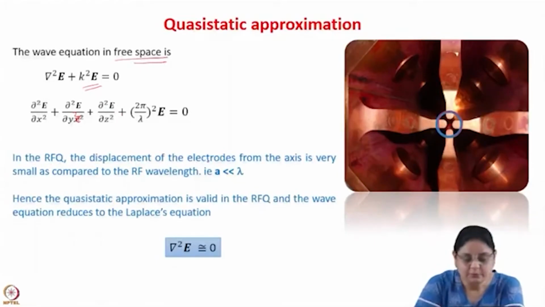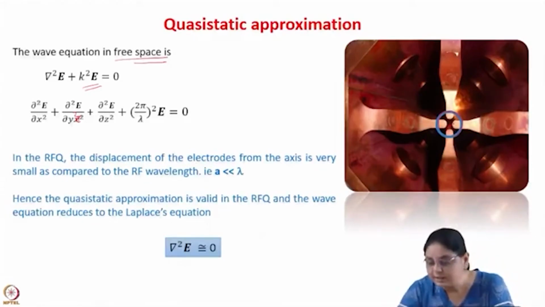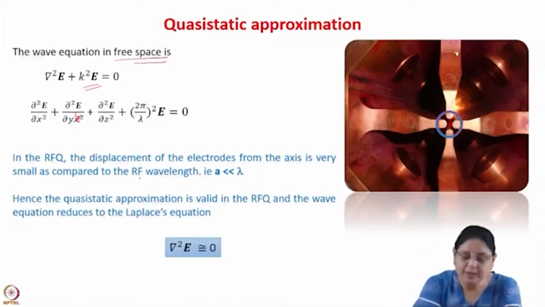So in the RFQ, the displacement of the electrodes from the axis is very small as compared to the RF wavelength. So we can see that the region in which the beam is there. If you see the displacement of the vanes from the axis, this is very small as compared to the RF wavelength. So this aperture is very small as compared to lambda. So in this equation, since lambda is very large as compared to the dimensions in x, y and z, this term can be ignored. So this is known as the quasi-static approximation.